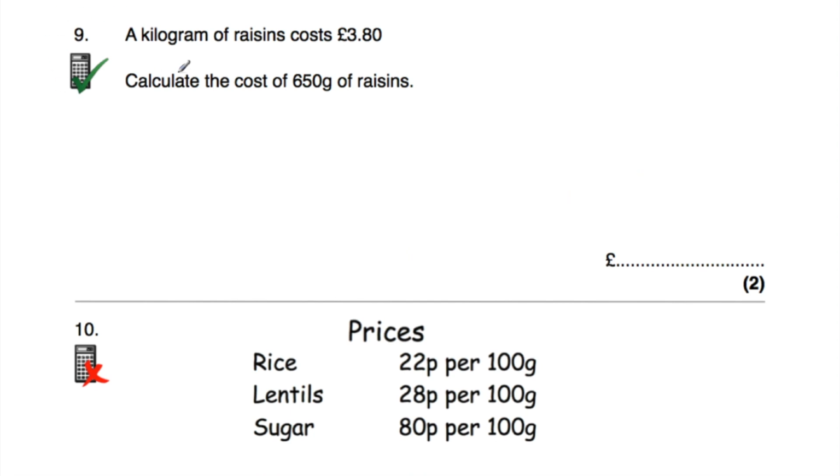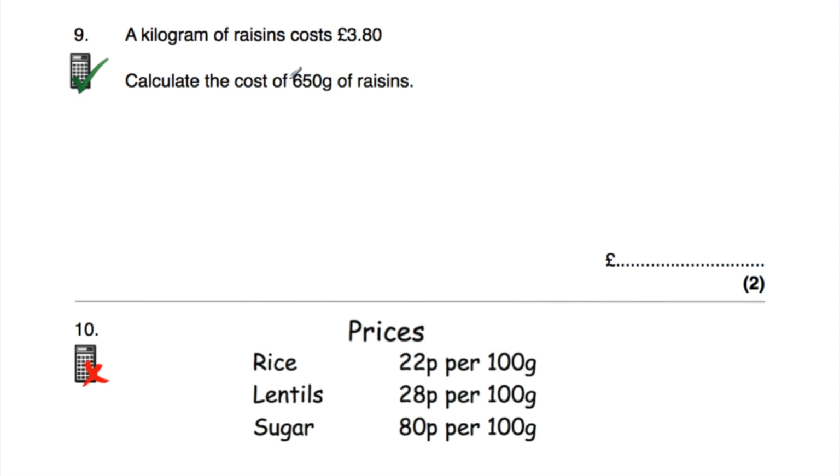Okay, let's have a look at question number 9. So question number 9 says a kilogram of raisins costs £3.80. We've been asked to calculate the cost of 650 grams of raisins. So this question is quite similar to the previous question, apart from this time we've got 650 grams, which isn't as nice as 750, which is 3/4. But this time we're working on the cost of 650 grams of raisins. Now, there are a few different approaches we could use in this question. One approach is we could say that £3.80 is 1,000 grams, then find the cost of 1 gram, and then find the cost of 650 grams, and that would work.